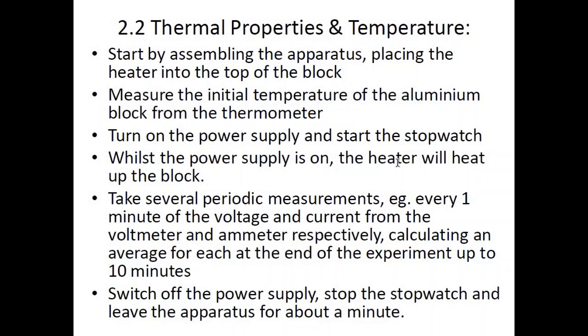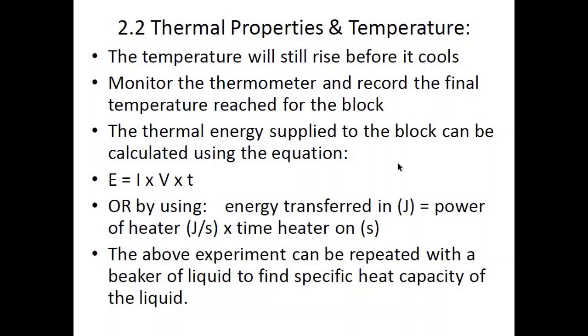Take several periodic measurements, for example every 1 minute, of voltage and current from the voltmeter and ammeter, calculating an average for each at the end of the experiment. Switch off the power supply, stop the stopwatch and leave the apparatus for about a minute. The temperature will still rise before it cools. Monitor the thermometer and record the final temperature reached for the block.